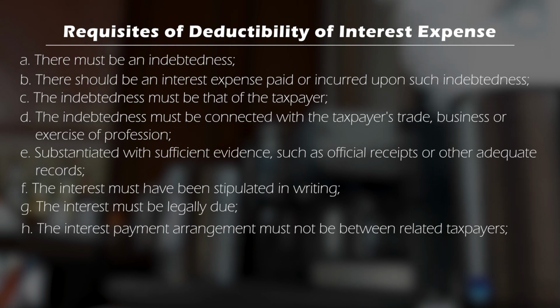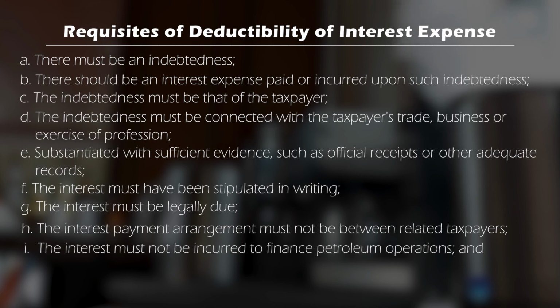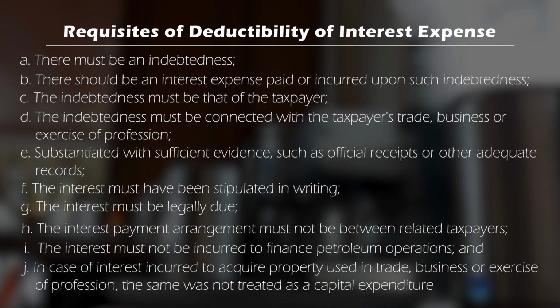Some examples of related parties could be a close member of the taxpayer's family or a taxpayer that is related to a reporting entity. In a more technical aspect, the interest should not be incurred to finance petroleum operations, and lastly, interest incurred to acquire property used in trade, business, or exercise of profession should not be treated as capital expenditure.